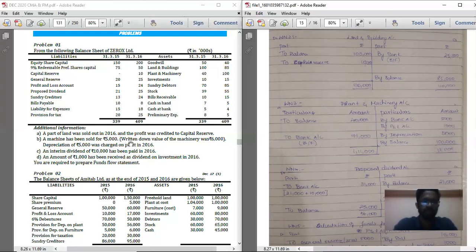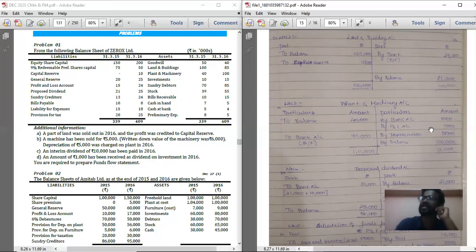One more point they have given: written down value of machinery was 6,000. So 6,000 worth machinery was sold for 5,000. So you are making a loss of 1,000. So when you are making a loss of 1,000, what will be the entry? P&L account should be debited, because whatever loss you have, you debit P&L account, and whatever profit, you credit P&L account. So what is the entry for this loss? P&L account debit to plant and machinery account. So in plant and machinery, P&L should be credited. So below by bank, record by P&L 1,000 rupees in the amount column.